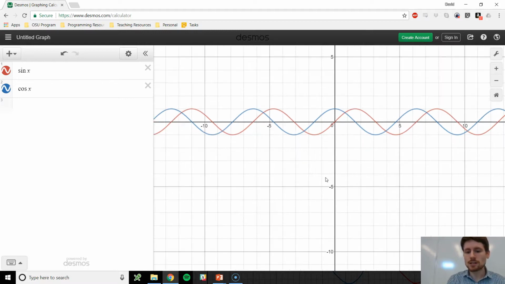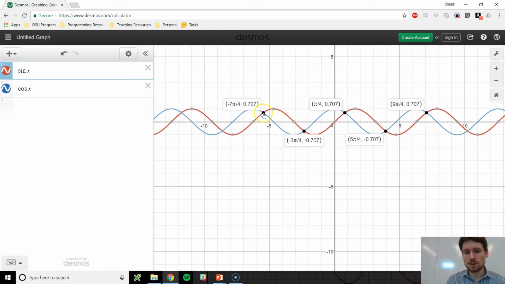So that's how you can use a graphing software like Desmos or your graphing calculator to find these intersection points. It's really as easy as plotting the two functions, typing them in, and then clicking on the graph where they meet, and it tells you their intersections. Again, remember the other coordinate for the intersection points is the actual answer to sine or cosine. In this case, the sine and cosine are both 0.707, square root 2 over 2. In this case, they're both negative square root 2 over 2, and so forth.